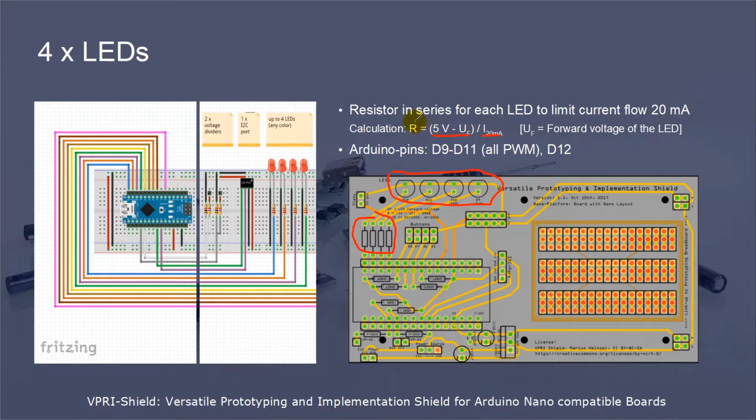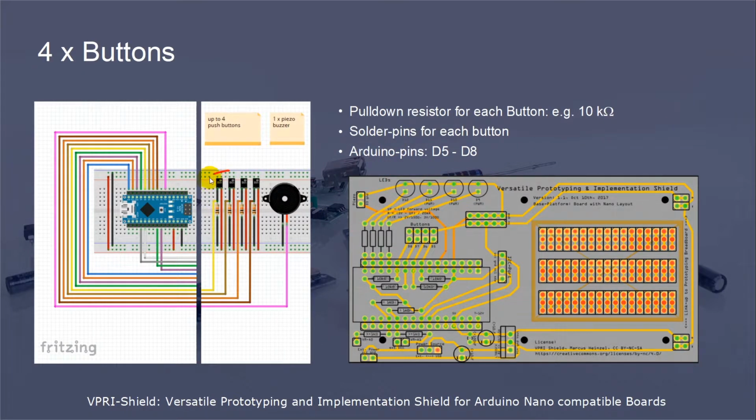There is a mounting location for up to 4 LEDs. These are connected to Arduino pins D9 to D11, which are PWM pins, and D12, which is a standard on-off pin. The next part of the sketch is the support of up to 4 buttons. In this sketch there is no implementation of a button. It's just the support of 2 female headers, which are in the design view just 2 solder points. To these solder points you can attach each button via wires.